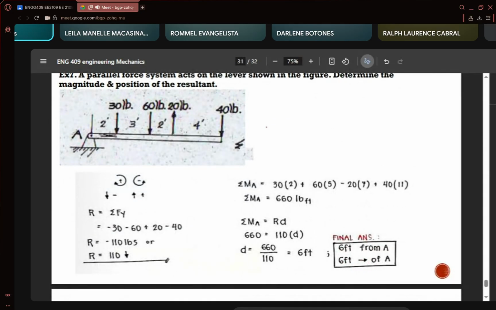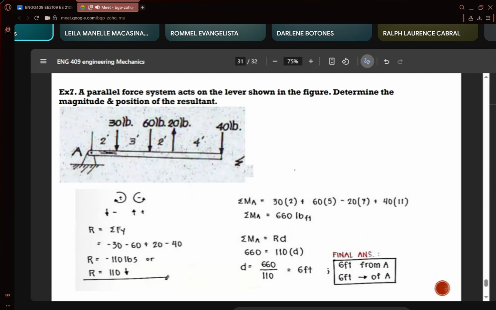Let's do another one. Parallel force system acts on the lever shown in the figure. So this is the lever. Again, there is an obvious point of reference here, which is point A. This is a pin support. So determine the magnitude and position of the resultant. The direction isn't mentioned, but it should be automatically included when you solve the magnitude. So take note of that.